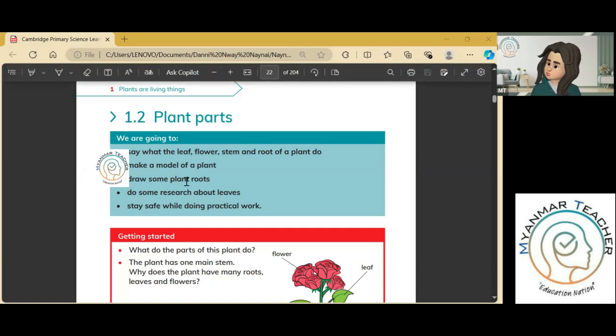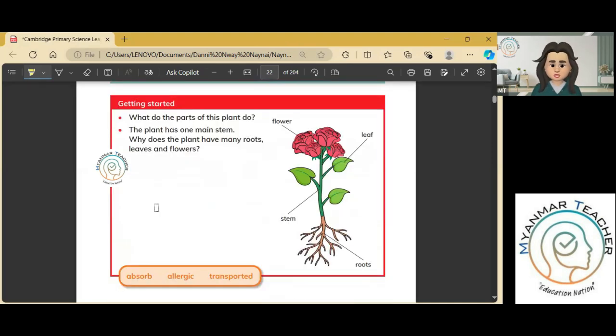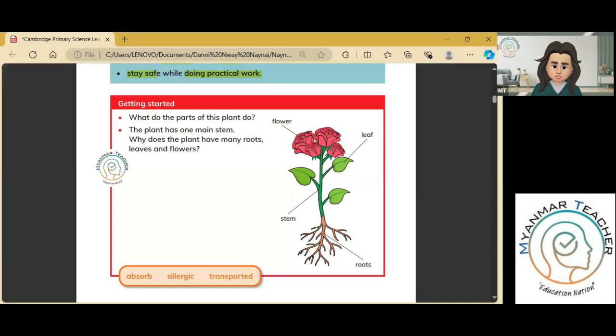We're going to say what the leaf, flower, stem, and root of a plant do. We will make a model of a plant, we'll draw some root plants, we'll do some research about leaves, and we'll stay safe while doing the practical work. Things that are alive do the following: breathe, move, have young, make waste, need food and water, and sense the world. That was covered yesterday, and we're going to follow from that because we're learning about living things, and this is a good example.